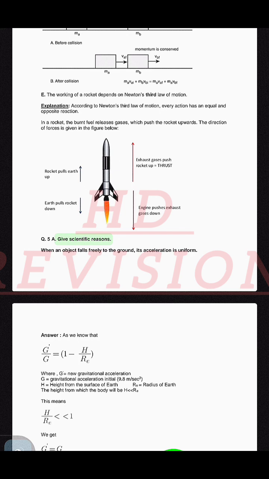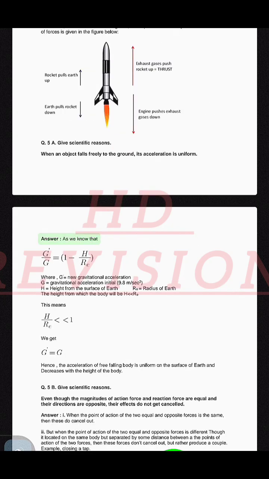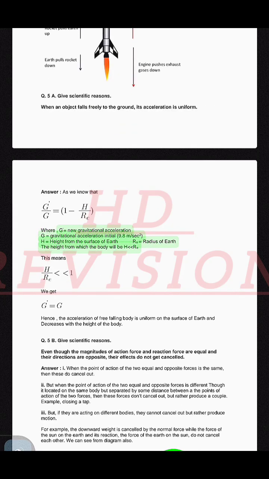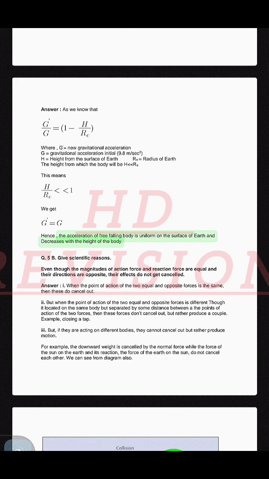Q5a. Give scientific reasons. When an object falls freely to the ground, its acceleration is uniform. Answer. As we know that, where g' equals the new gravitational acceleration, g equals gravitational acceleration, 9.8 m/s², h equals height from the surface of Earth, R equals radius of Earth, the height from which the body will fall is h less than R. This means we get g' approximately equal to g. Hence, the acceleration of a free-falling body is uniform on the surface of Earth and decreases with the height of the body.